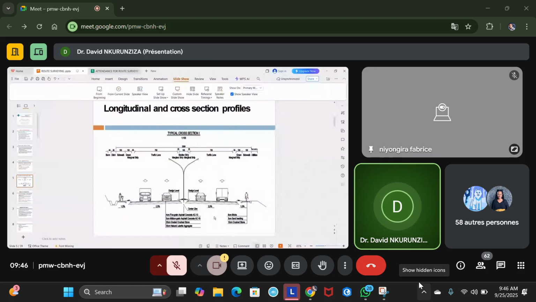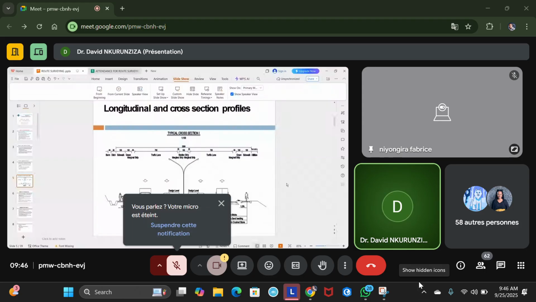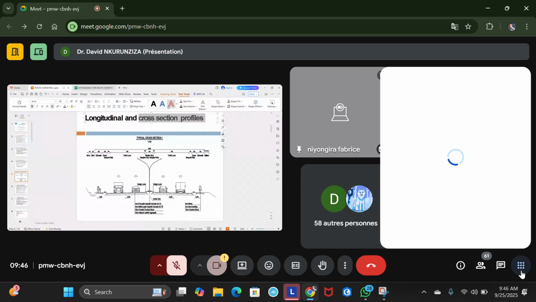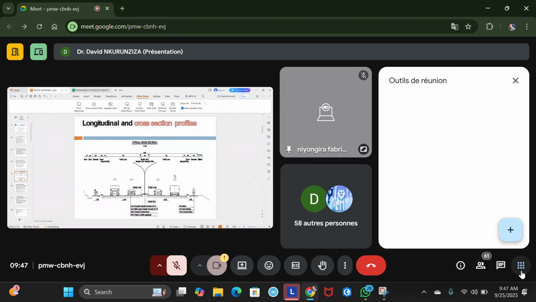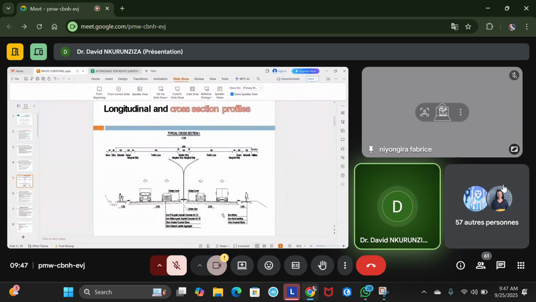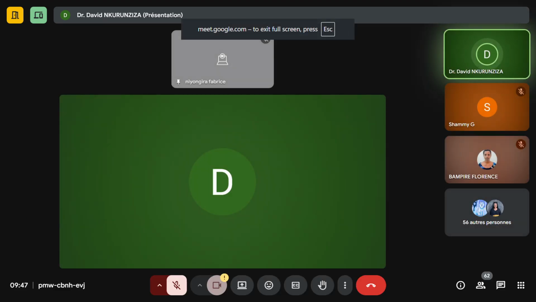Now, let us have a look at this. This is a cross section profile. You can see this cross section profile here that we have. It is describing the road along its width.